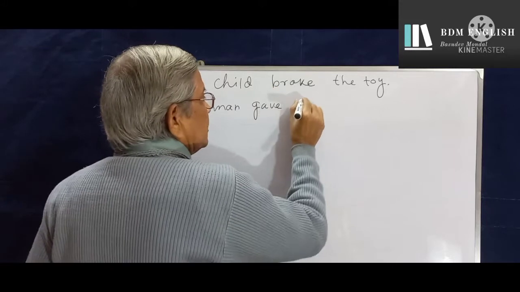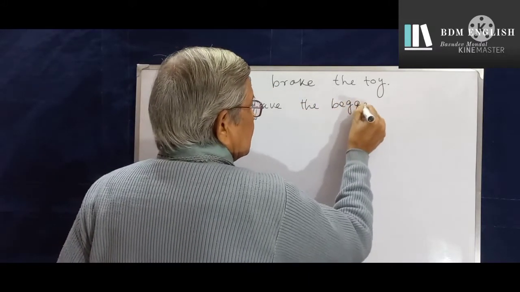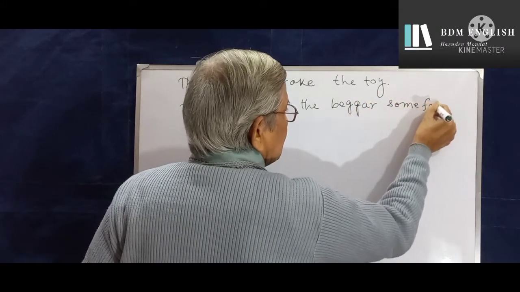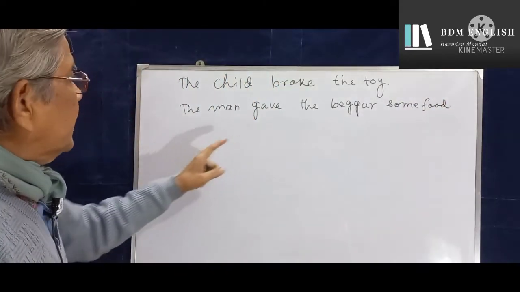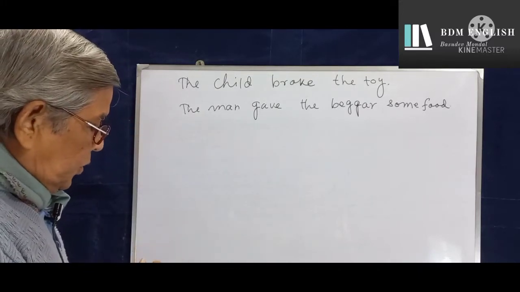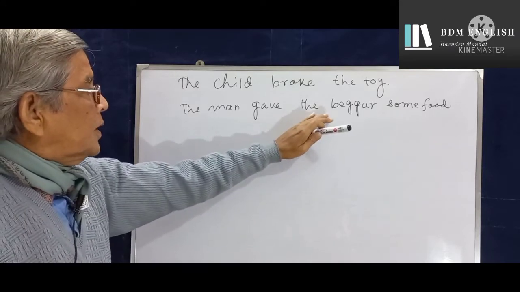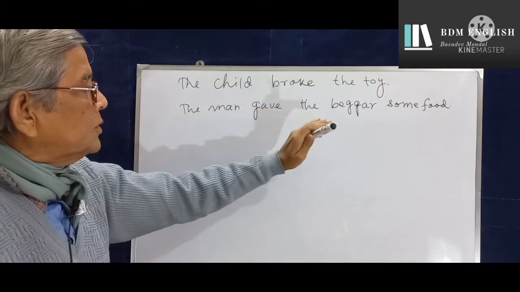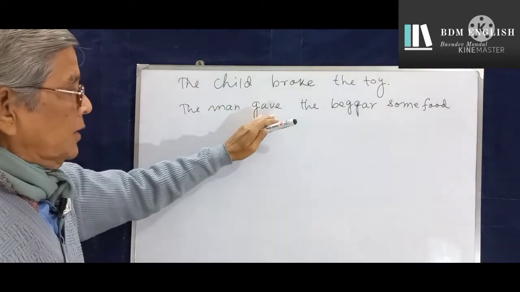The man gave the beggar some food. The man gave the beggar some food. Now, the man could not perform the action of giving either without the beggar or without the food. The man needed both the beggar and the food to perform the act of giving.